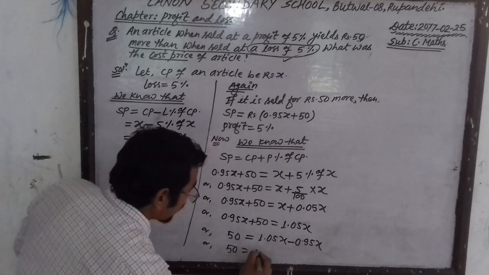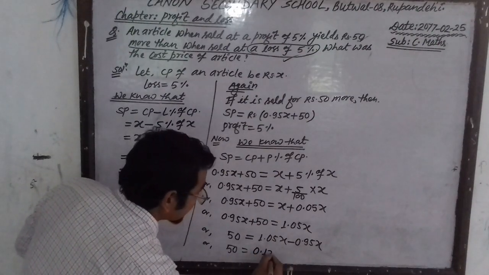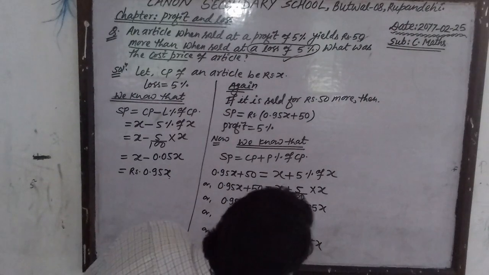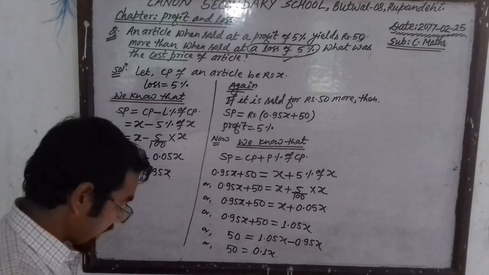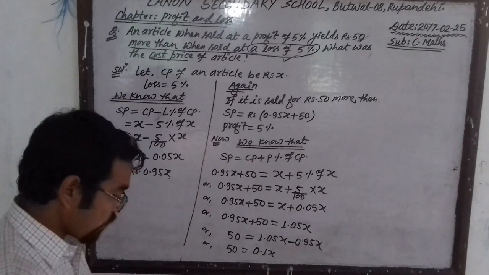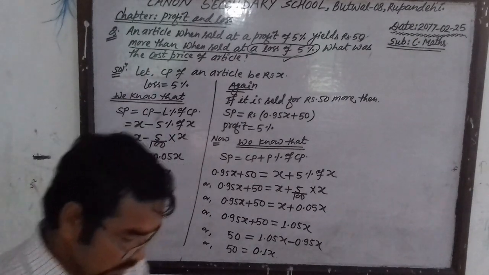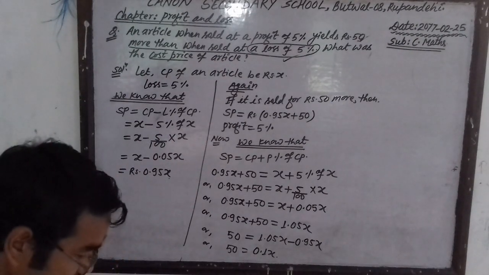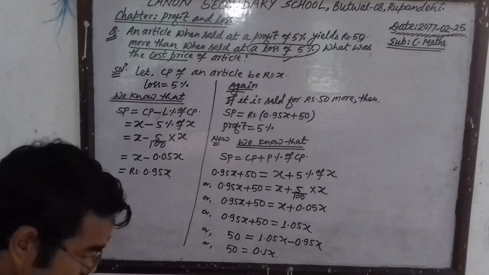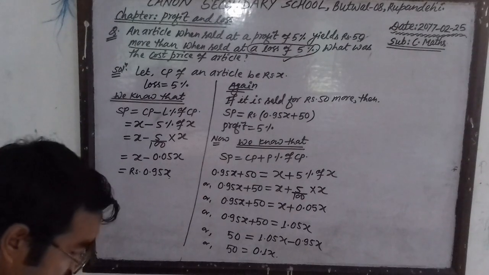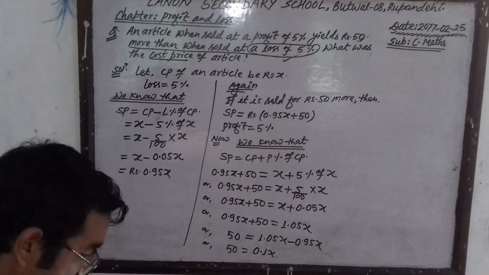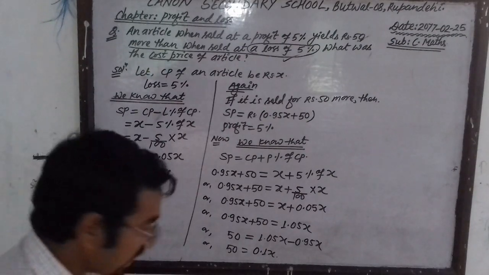What becomes here? 0.1 X comes. You can press the calculator, 1.05 minus 0.95, and you get 0.1 X. You have to subtract here. In this way we can do it. Everybody knows the calculation: 1.05 minus 0.95 gives 0.1 X.